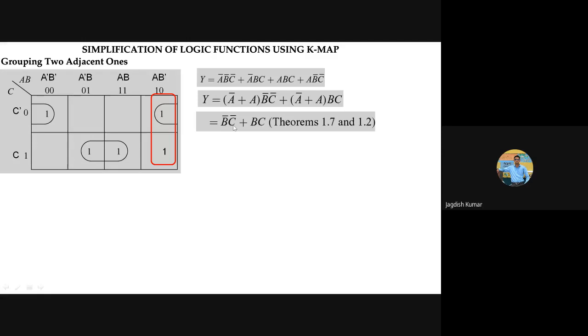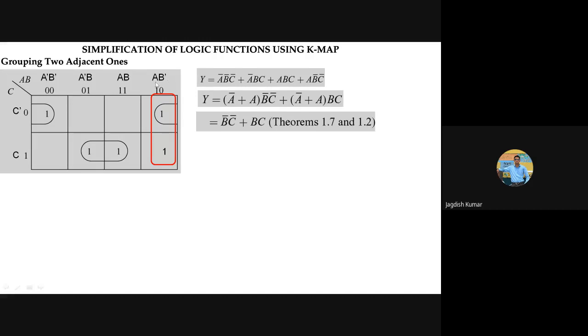So there are two equivalent ways of writing this. You can write Y is equal to B complement, C complement, or BC or AC. Or in the same way, we can write the same expression as Y is equal to B complement, C complement, or BC or A, B complement. That's another way of writing it. So both will be equivalent.